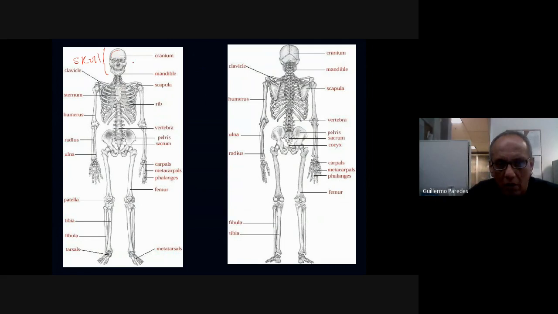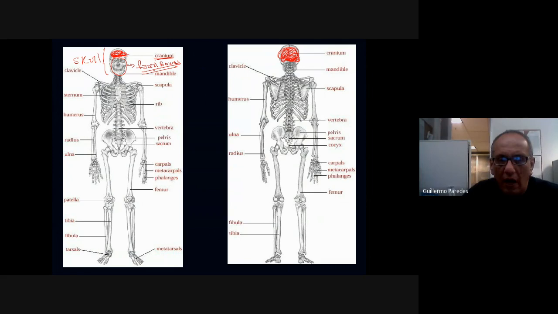Skull. This area, anterior, and all this area from behind and anterior, and the sides too, are going to be called cranium. These bones, which are part of the skull, are going to be called facial bones. So the skull is divided into cranium and facial bones.